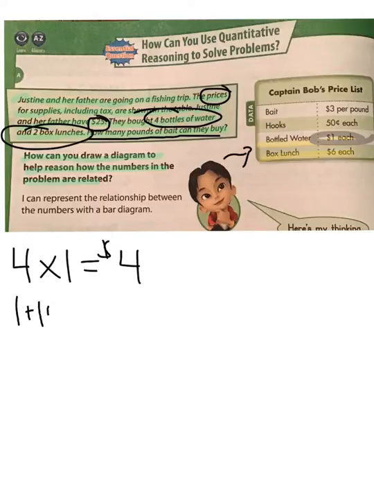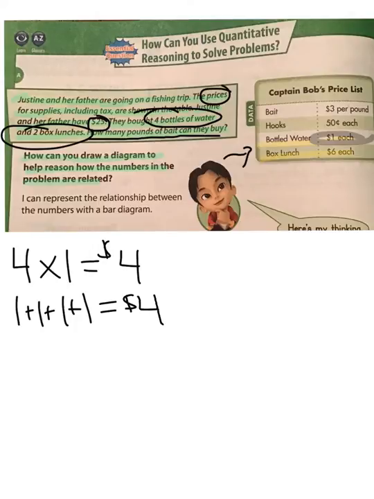Well, each bottle of water is $1. So, if they bought 4 bottles of water, we are going to take 4 bottles of water times $1, which equals $4. We can also set up that problem by 1 bottle of water plus 1 bottle of water plus 1 bottle of water plus 1 bottle of water equals $4.